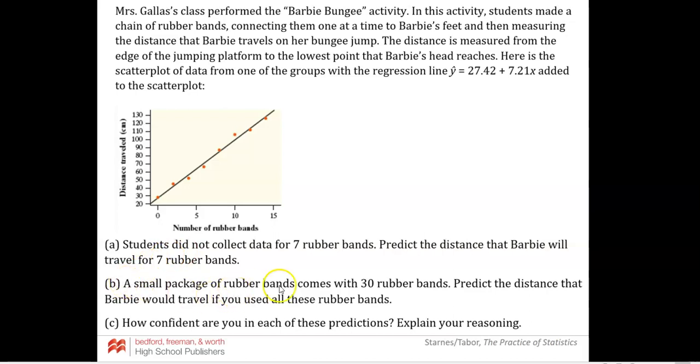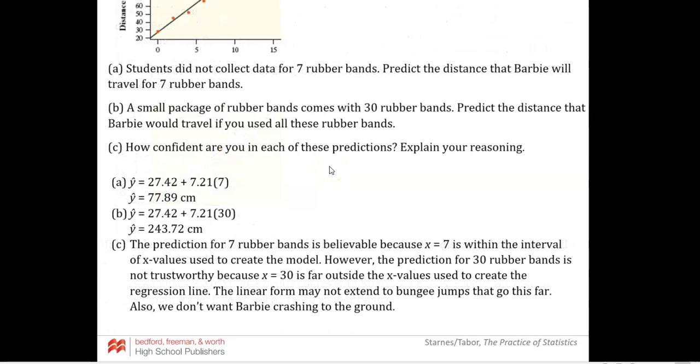A small package of rubber bands comes with 30 rubber bands. Predict the distance Barbie travels if she used all 30 rubber bands. Now the graph only goes to 15. It might be accurate, but I don't know. There could be some weird things that happen when you have that many rubber bands. Maybe Barbie's not heavy enough to actually use the rubber band force. I'm not sure what could happen. I'm not as confident about part C, because we extrapolated by a lot there, so I don't think that is trustworthy.